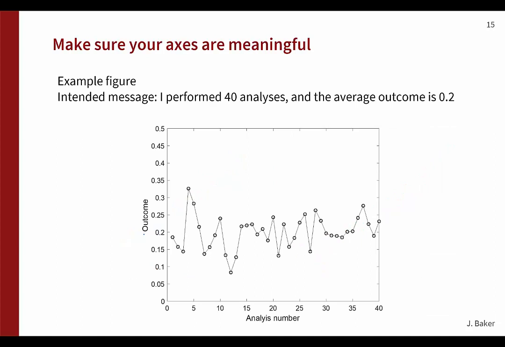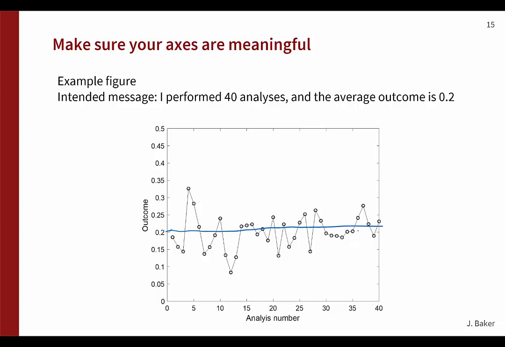Either way, whether it's a scatter plot or a line plot, you've got to think about the axes and make sure that both coordinates are meaningful. So I see figures like this reasonably often where somebody repeats a set of analyses. In this case, there's say 40 analyses and 40 outcomes from the calculations, and somebody will come with a figure like this and say, well, here's my 40 analyses and my outcomes, and here's my figure. And I say, well, what's the message here? The intended message might be something like, I performed 40 analyses and the average outcome is 0.2, so that's about what was typical.